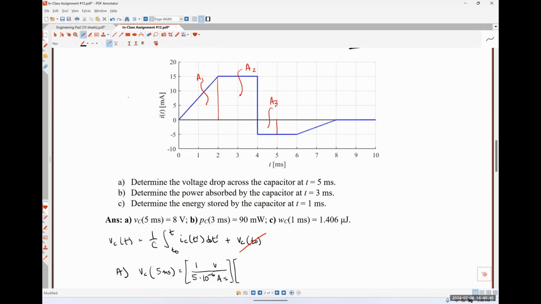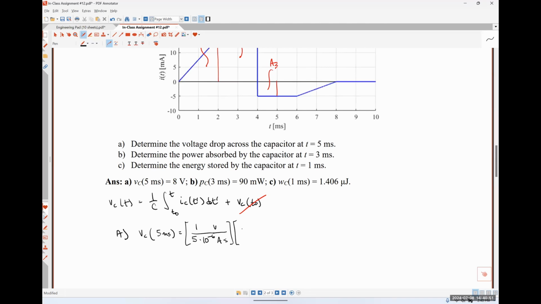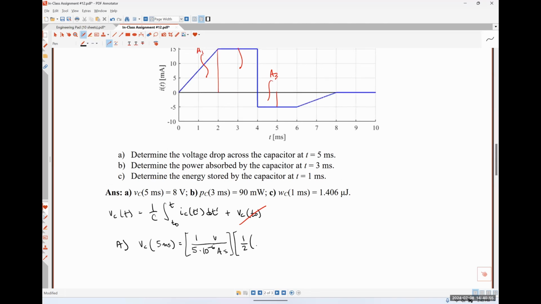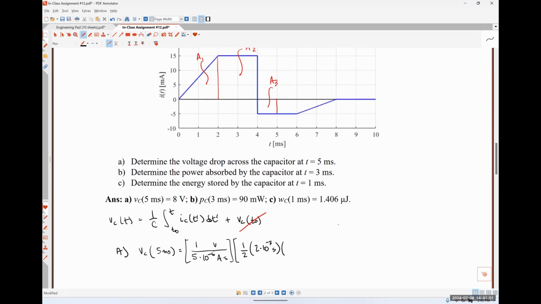What's the formula? 1/2 base times height. Absolutely right. So 1/2, and the base looks like 2 milliseconds, so that's 2 times 10 to the minus 3 seconds. And the height looks like 15 milliamps, so that's 15 times 10 to the minus 3 amps.